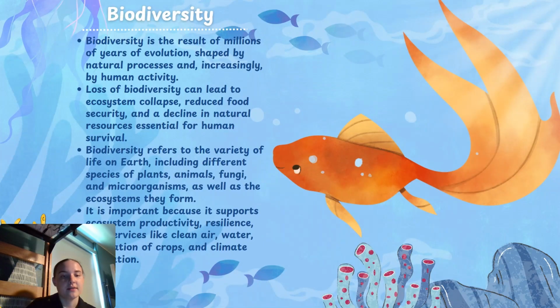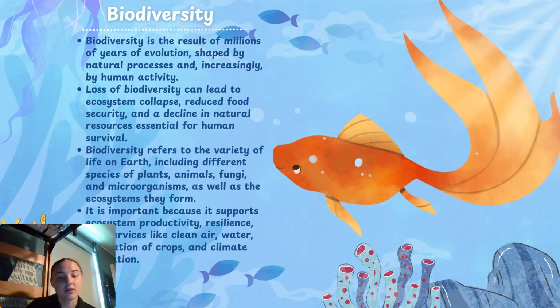Now, what is biodiversity? Biodiversity is a result of millions of years of evolution shaped by natural processes and increasingly by human activity. The loss of biodiversity can lead to ecosystems collapsing, reduced food security, and a decline in natural resources essential for human survival.